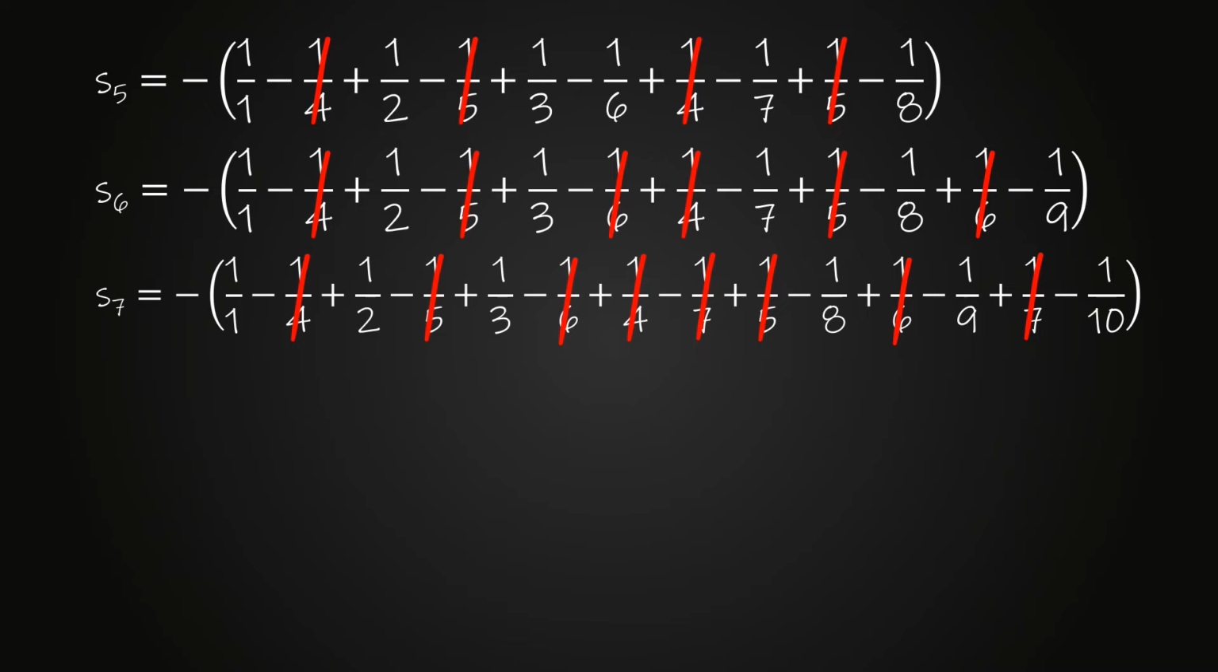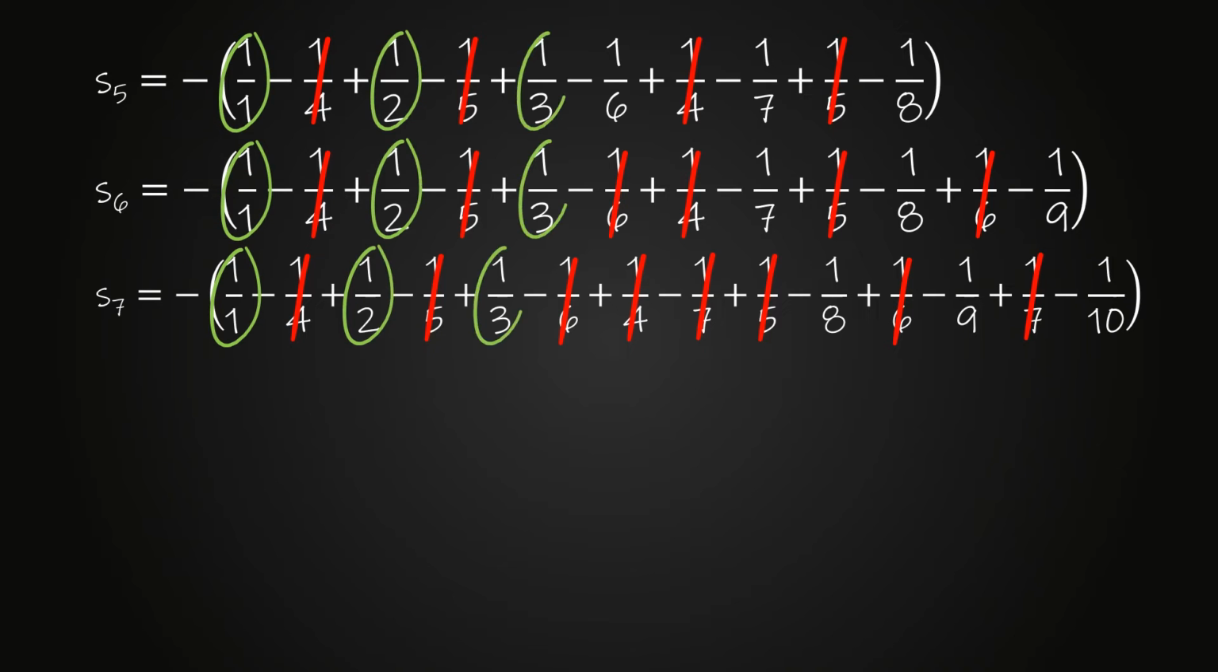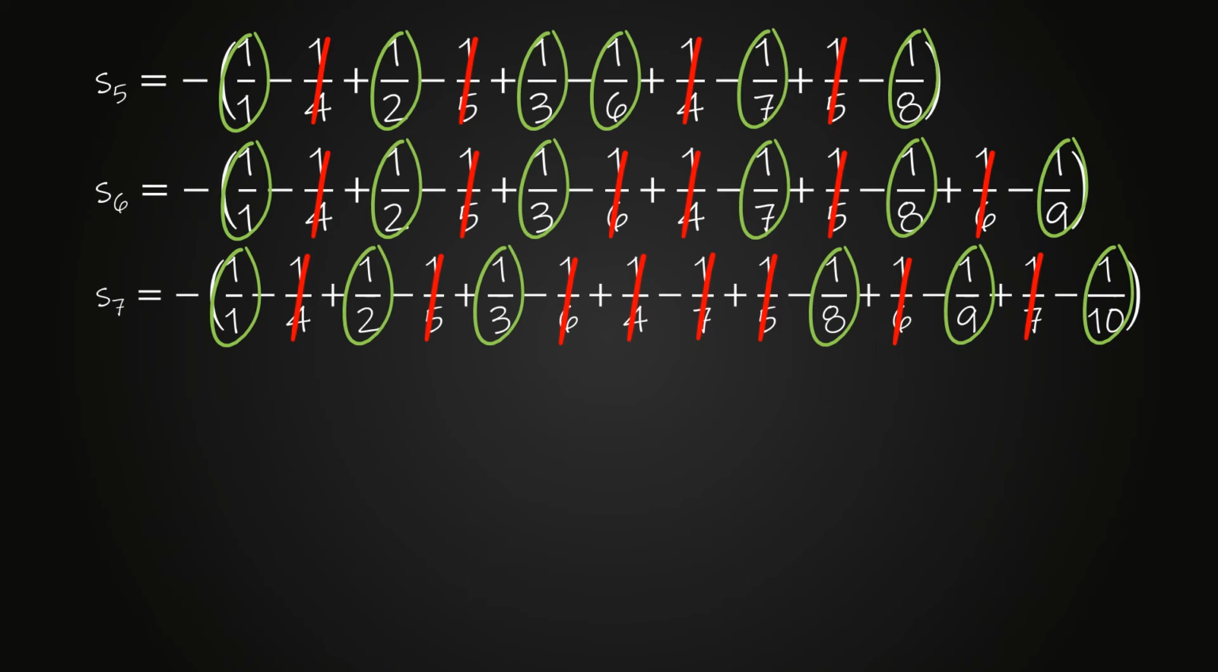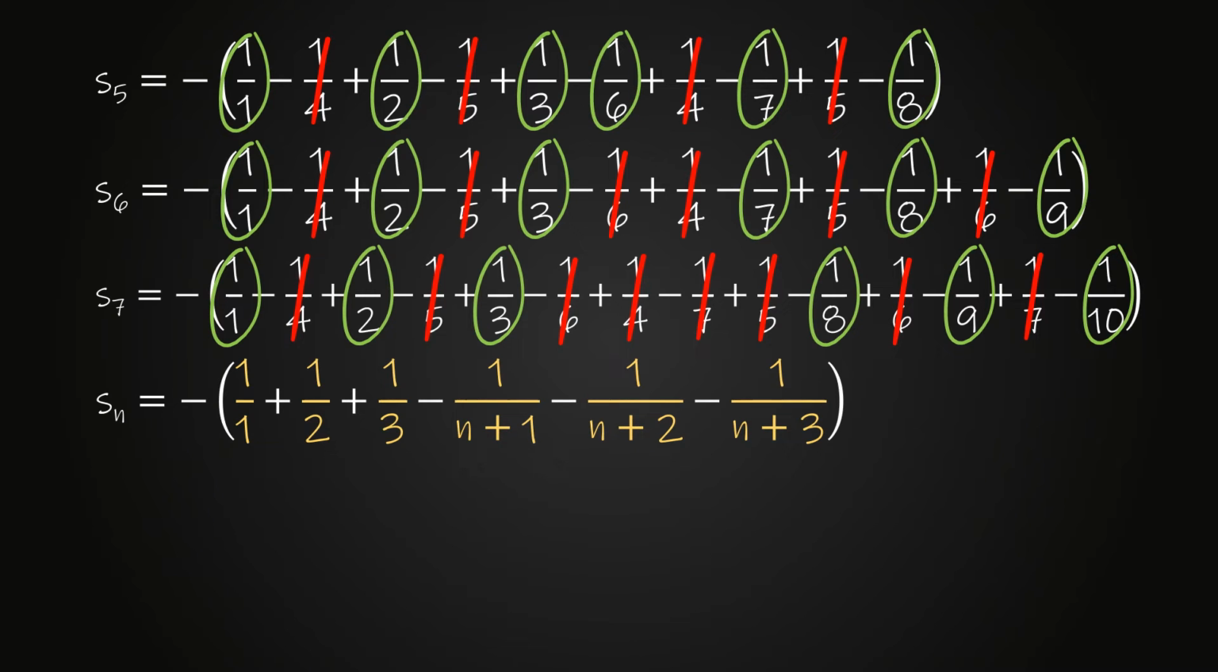Now, we see a pattern of the partial sum as n becomes larger. Notice that the terms that remain are the minuend of the first three terms and the subtrahend of the last three terms. Then, let's write the partial sum in terms of n. The remaining minuends are the same, while the remaining subtrahends have denominators that are greater than the value of n by 1, 2, and 3. Therefore, the partial sum is given by the following formula.